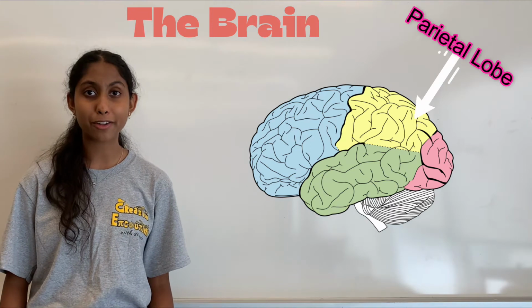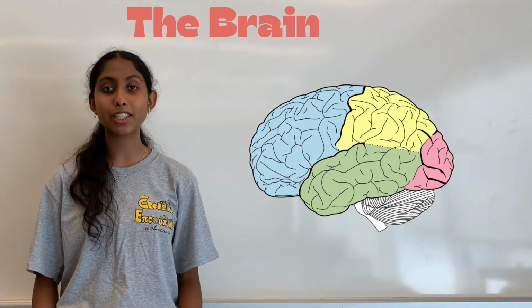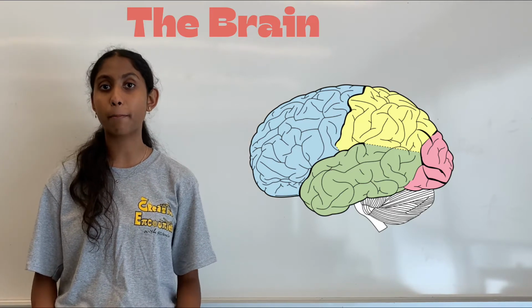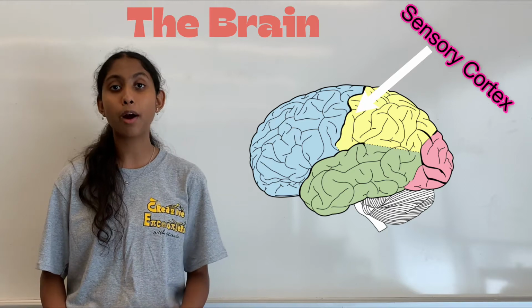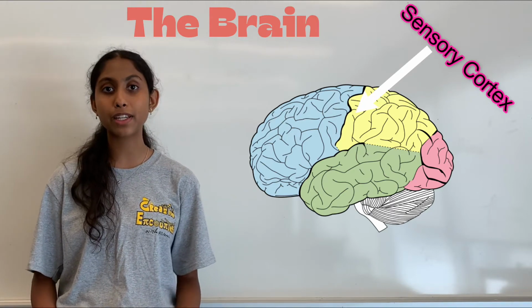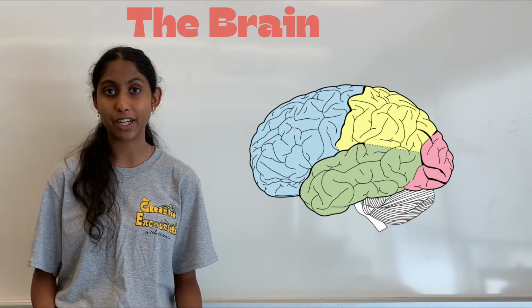Next, we have the parietal lobe, which is found behind our frontal lobe. This helps us understand all the information that comes from our body's senses. Next, we have the sensory cortex, which is a part of our parietal lobe that is specifically responsible for helping us feel touch, pain, and temperature.